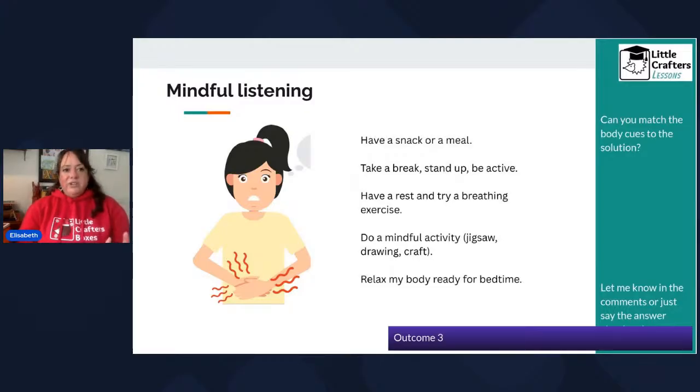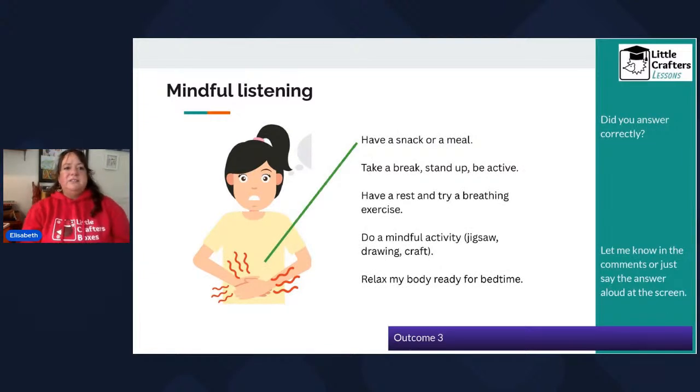So here I'm going to give you a cue, and then you have to tell me which one of those matches the solution. So here, stomach's rumbling. I'm ready for my lunch, right? So if my stomach's rumbling and it's telling me something, what should I do? Should I have a snack or meal? Shall I take a break and go be active? Should I have a rest and try a breathing exercise? Should I do a mindful activity like a jigsaw or drawing or a craft? Or should I relax my body ready for bedtime? So if my stomach's rumbling, what should I do? Let me know in the comments or say your answer to the screen.